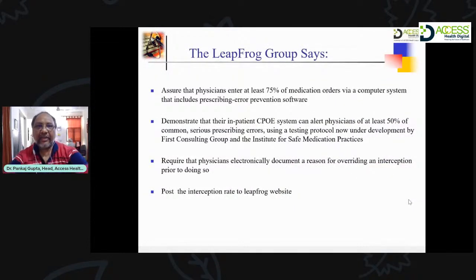Here are some of the further rules of CPOE. You can read it. It is there in the slide deck, and I may not go into all the details, but it's available to you. You can read up more about the Leapfrog group.